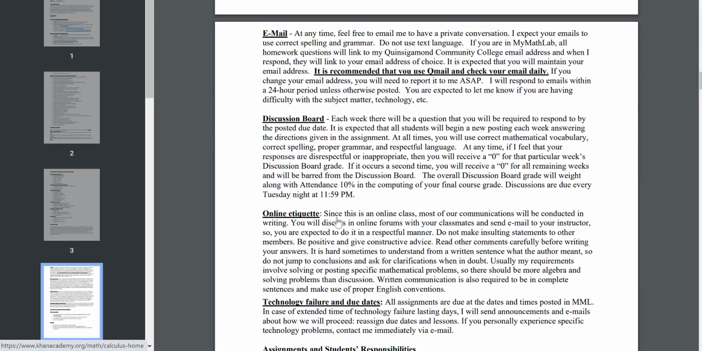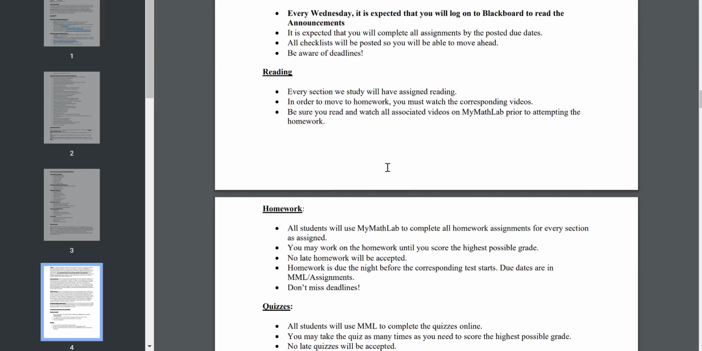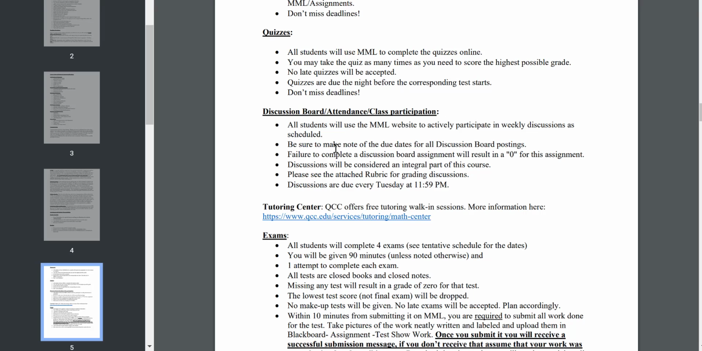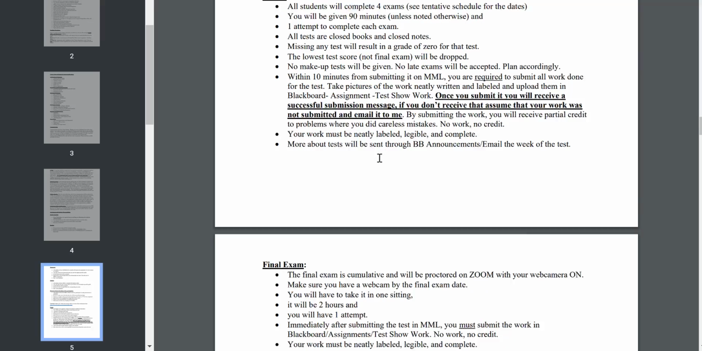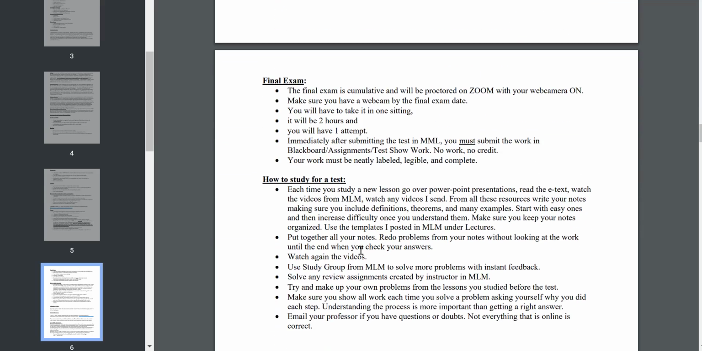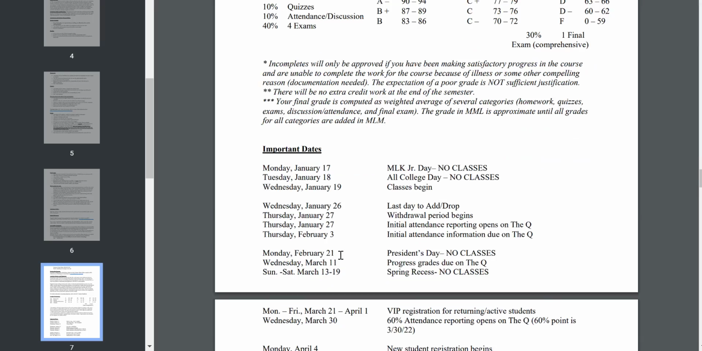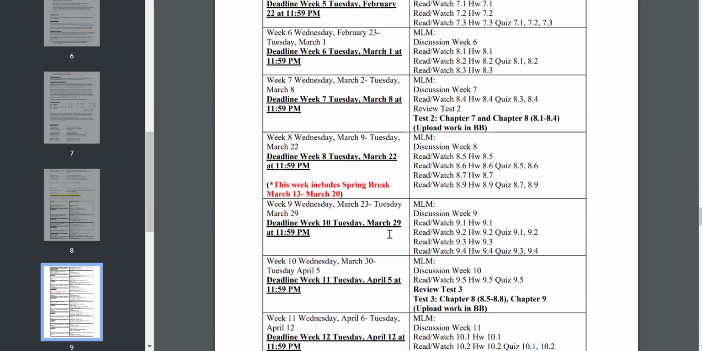Be careful if you are using another email for MyLabMath. If I send you something from there, it's going to go to that personal email. From Blackboard, it goes to the Qmail. Read what's required of you to do for homeworks, for quizzes, for discussions, the exams. I also require people to show work, so make sure you understand where you need to submit the work. Final exam, also some pointers of how to study for a test, attendance policy, grading breakout, important dates, and the tentative schedule, which I'm going to send weekly as well.